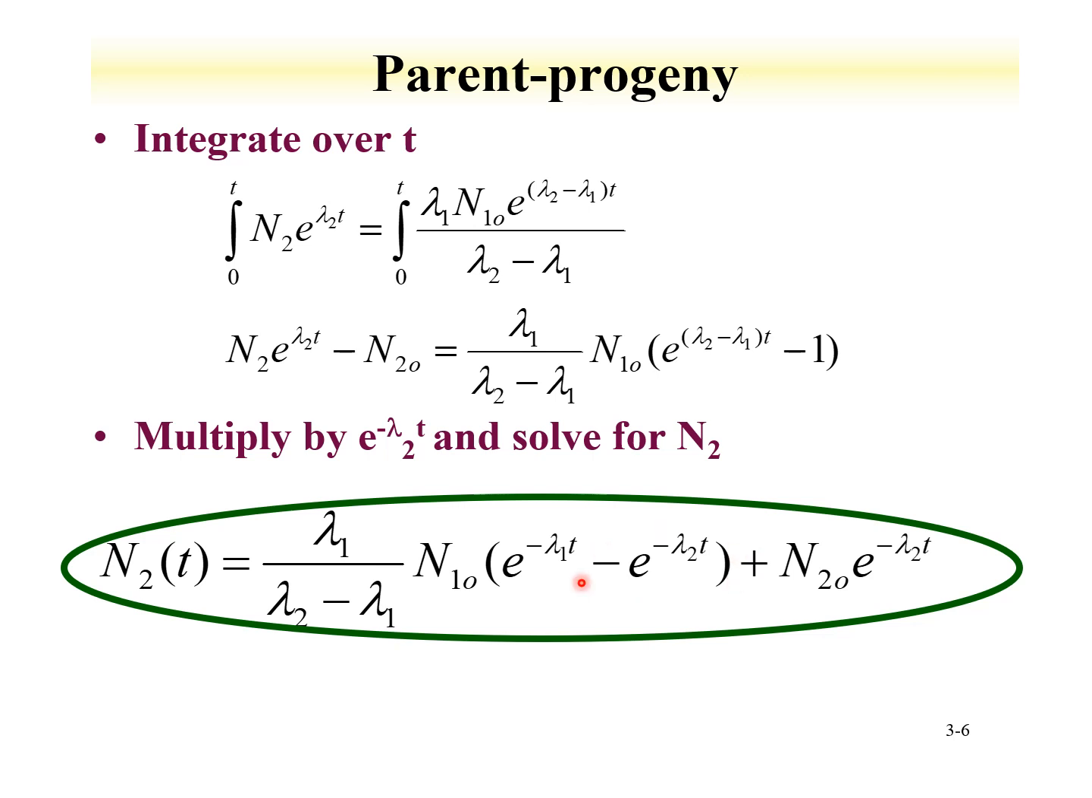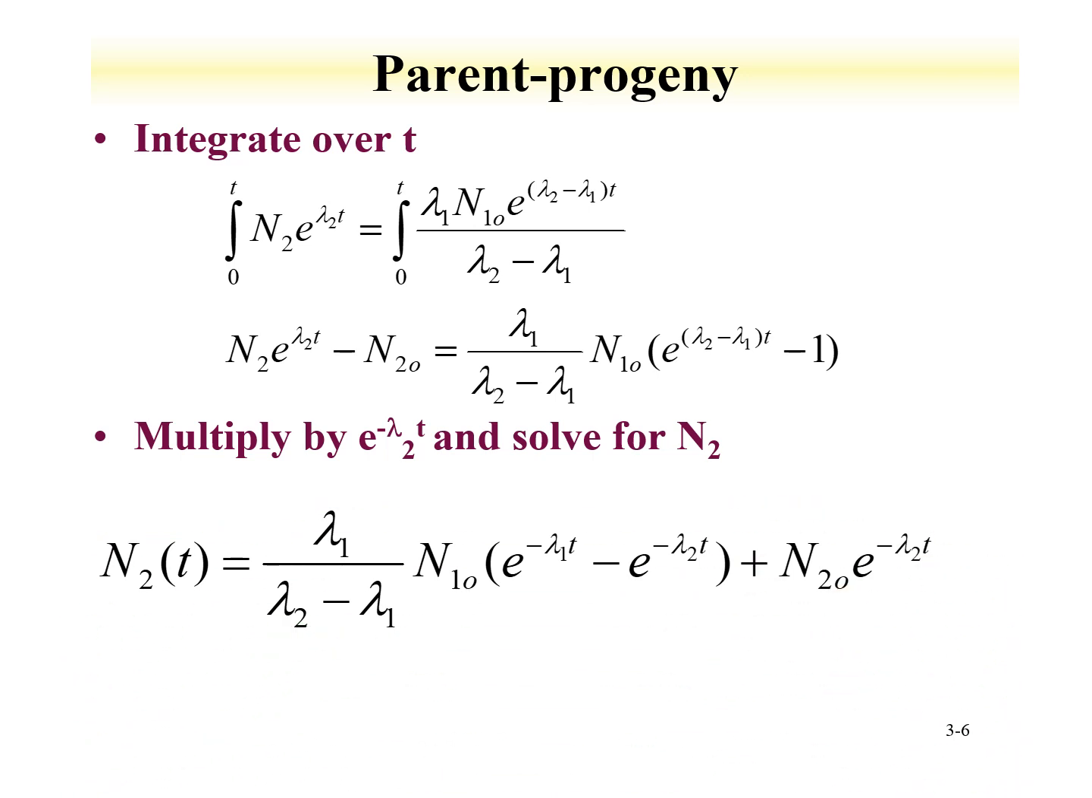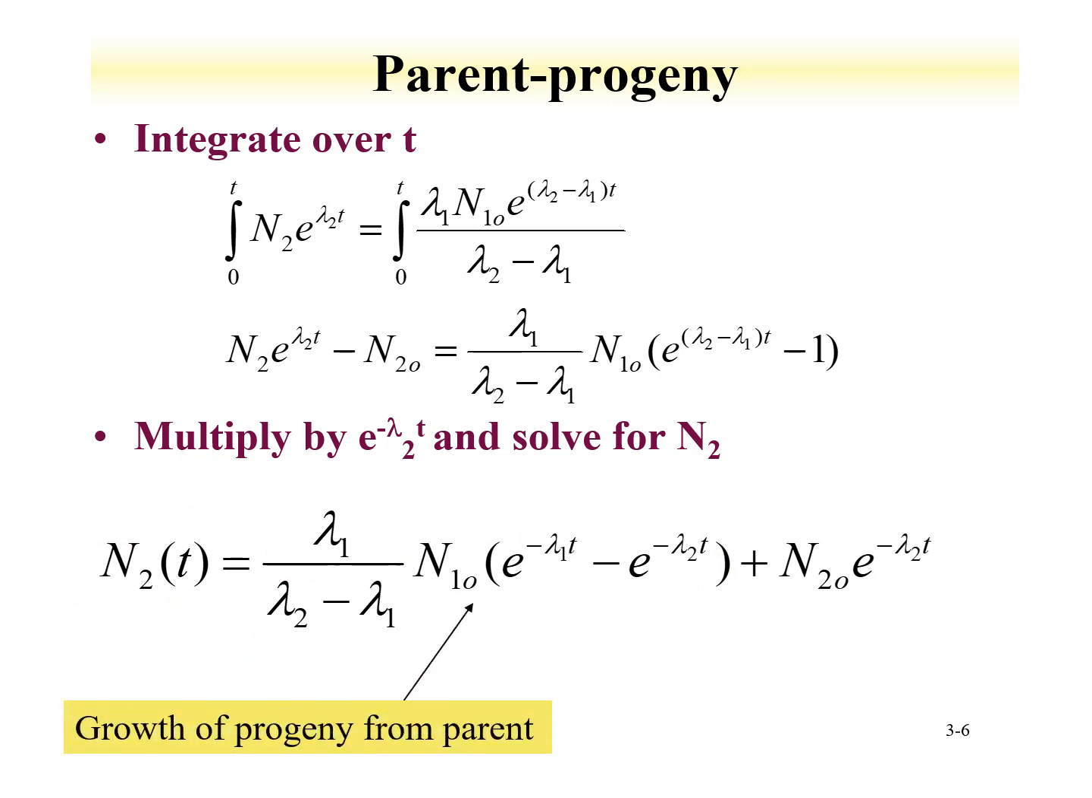The initial amount of the parent times e to the minus lambda 1 times t minus e to the minus lambda 2 times t, plus any amount of the progeny that is originally present. So let's consider that term also. Now we have this relationship which we can use to understand how much progeny is present at a given time t based upon an initial amount of parent and even an initial amount of progeny. So we have part of the equation which describes the growth of the progeny from the parent and then the initial amount of progeny. Pretty straightforward. We have these two components that provide information related to the amount of the progeny available at any given time.